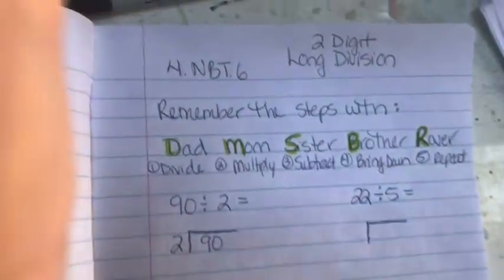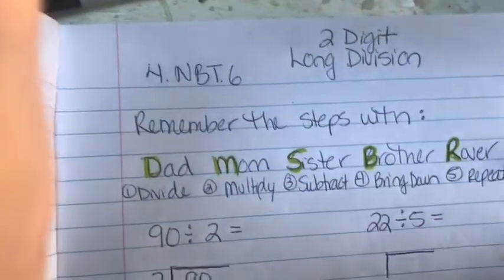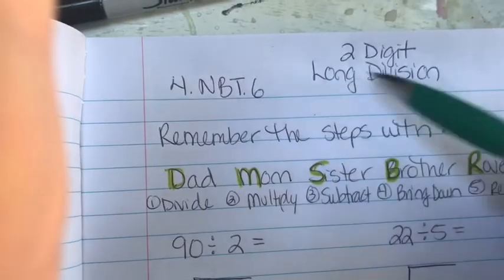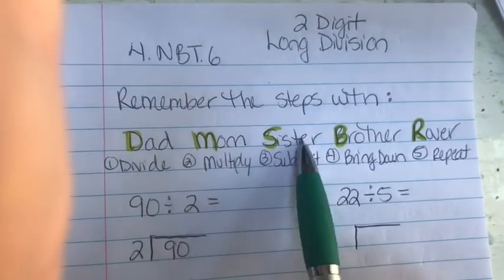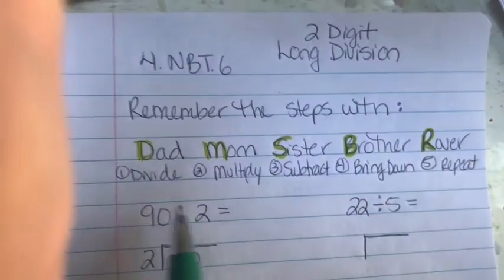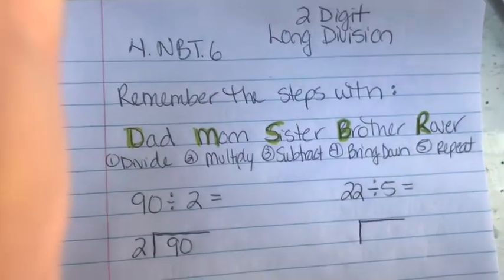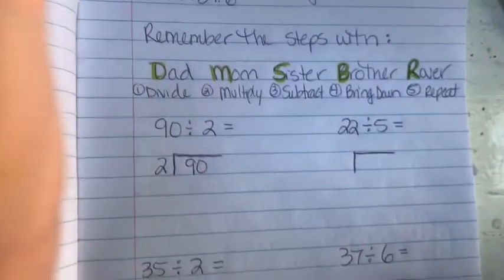So this is how I'm doing my notebook with that. So we're going to copy the title of what we're studying, and then we're going to write these steps. Dad, Mom, Sister, Brother, Rover, which is repeat. And you can see I wrote down what they mean here. Okay, now we're going to practice.